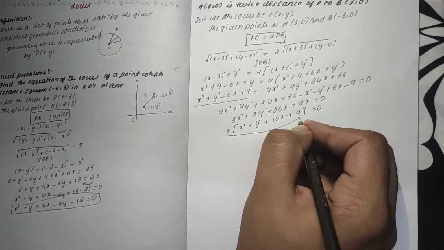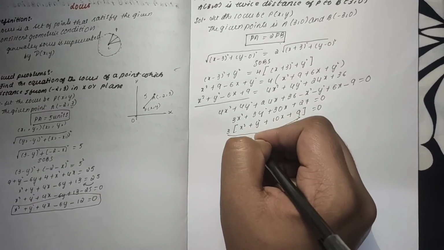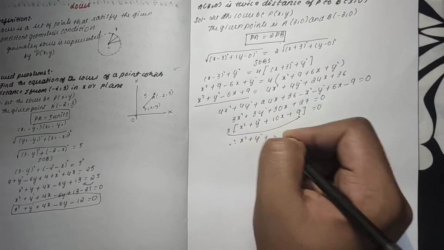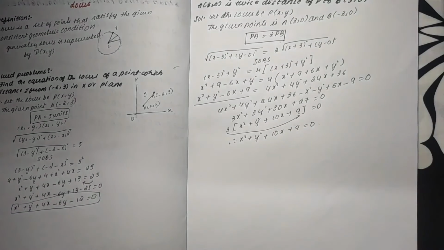Bring this 3 to that side. So the final equation of locus will be x square plus y square plus 10x plus 9 is equal to 0. I hope you have understood the previous sum.